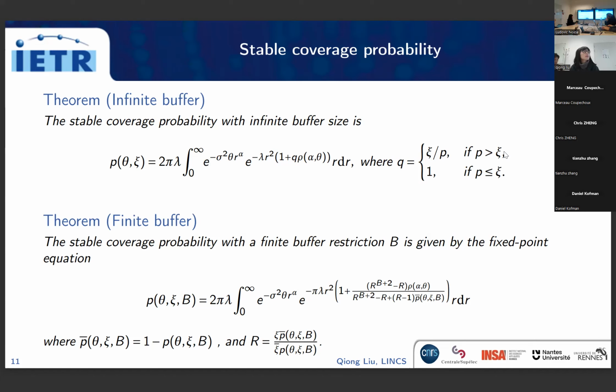For the finite buffer case, the stable coverage probability is a function of the SNR threshold, the traffic arrival rate, and the buffer restriction. If each transmitter has a buffer restriction, there is another event: if a new packet arrives and the buffer is full, the new arriving packet needs to be dropped. So there is a packet loss event here. In the second scenario, we also give the expression for the packet loss probability. In the end, the stable coverage probability is a fixed point equation of the buffer length, the traffic intensity, and the SNR threshold.